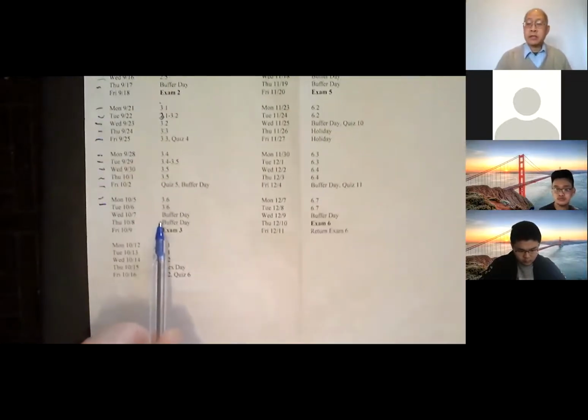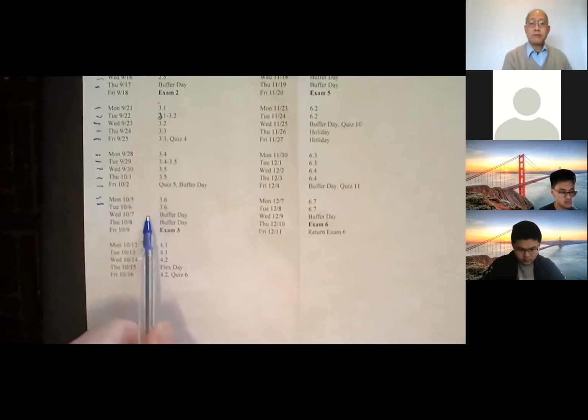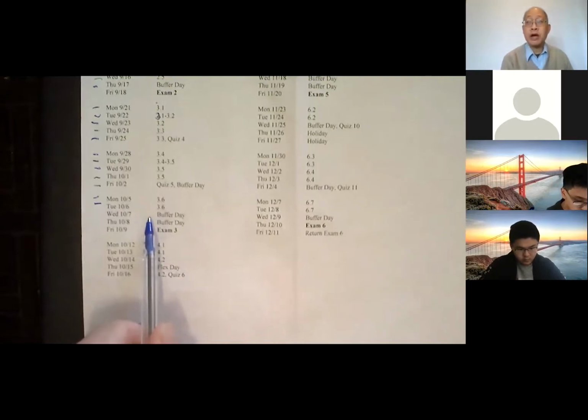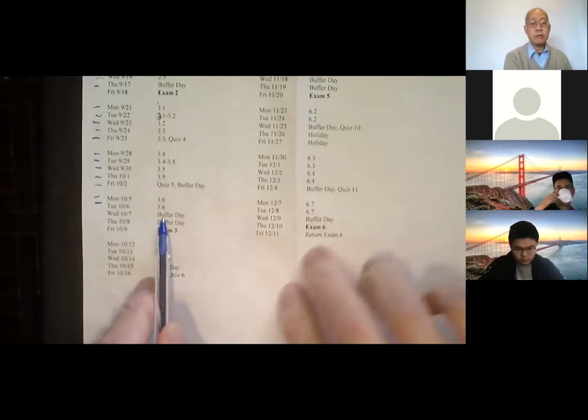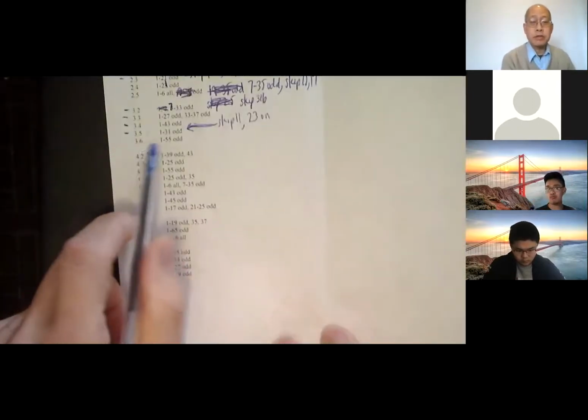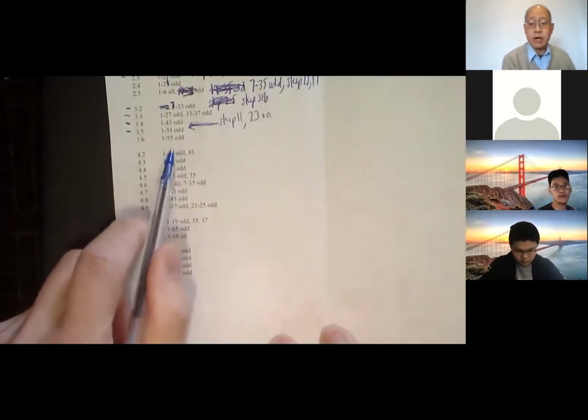And then when class ends at 10 o'clock, you have 5 more minutes to submit your exam. So you can take pictures, click, click, click, click. Or if you have a scanner app, like CamScanner or something like that, you can scan it. So that needs to be to me by 10:05. Then I'll give you until 10:30-ish to submit your homework, okay? So that's what's going to happen. And the assignment for 3.6 should be no change on that, 1 to 55 odd.